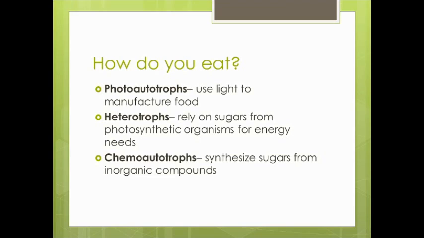So there are a couple of different types of converters of energy we want to talk about. So photoautotrophs are going to use light to manufacture food. Examples of this are plants, algae, and cyanobacteria. These are the only organisms that are capable of photosynthesis, or this transfer of light energy into chemical energy.